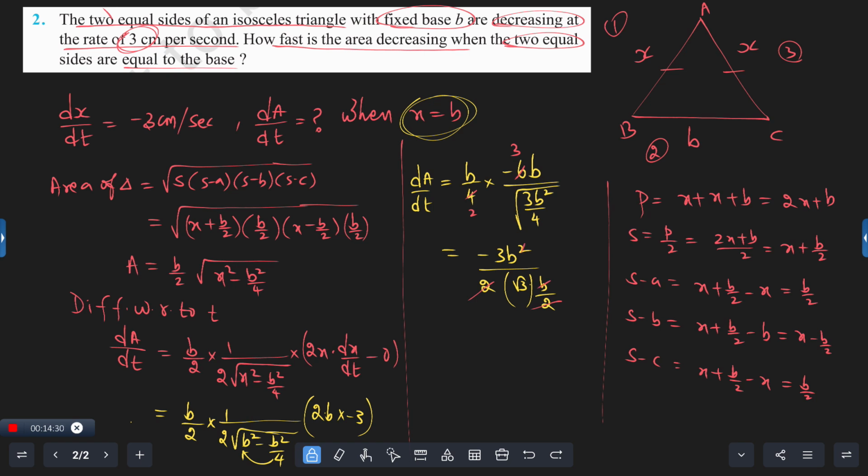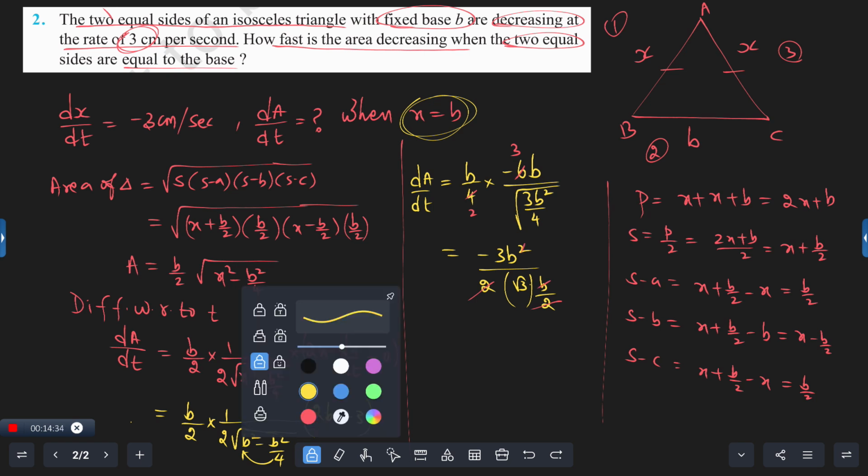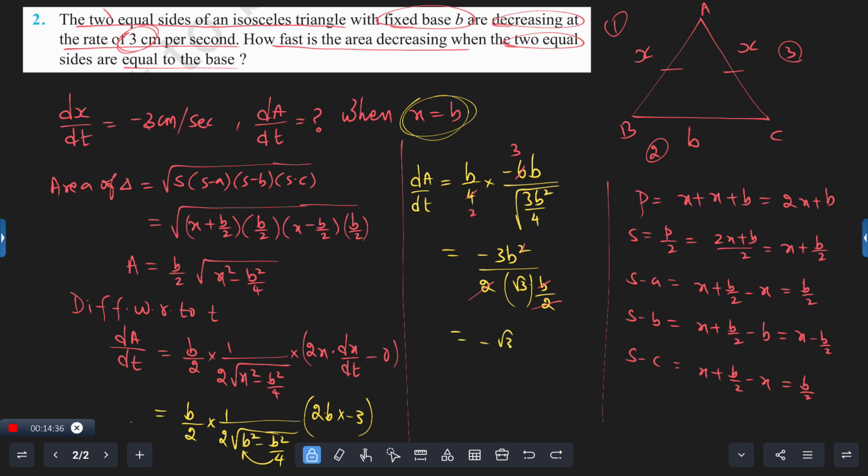1b cancel. Now the 3 you can write root 3 into root 3. So that 3 you can write root 3 into root 3 into b divided by root 3. 1 root 3 will be cancelled. So minus root 3 b is our area. Area decreasing we got a minus, it means decrease.